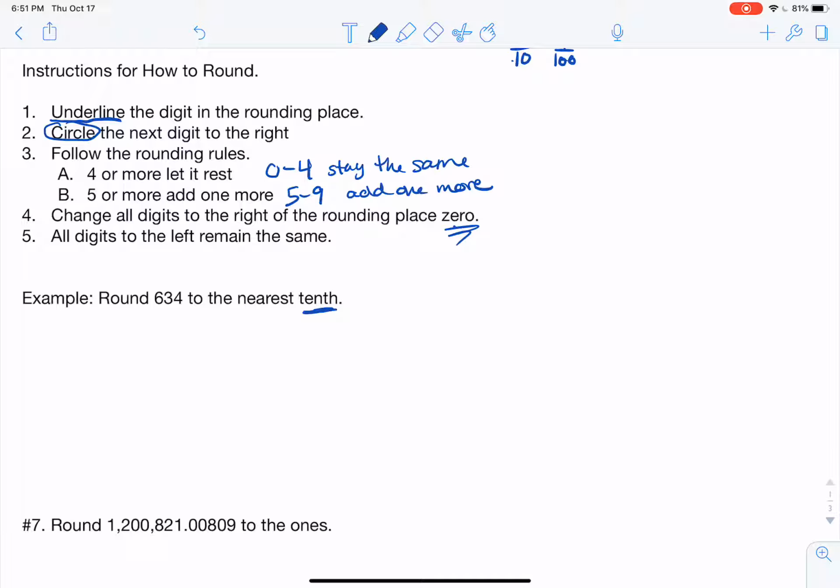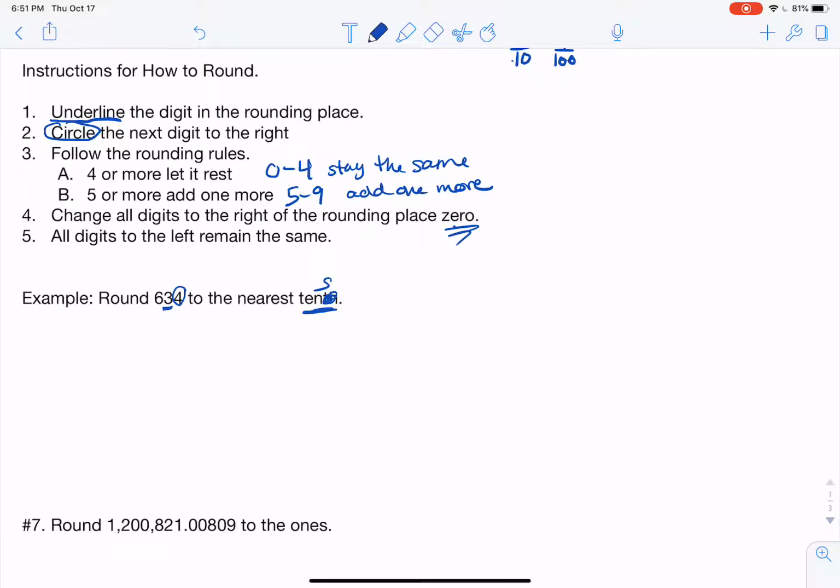So I'm going to underline the digit that I'm going to round. So that's the tens place. So this should actually say tens, not tenth. So then to the nearest tens place. To do that, I underline the digit, I circle the digit to the right. I see if it is either a 0 to 4 where it stays the same or a 5 to 9 where we add 1 more. In this case, it's going to stay the same because it's a 4.